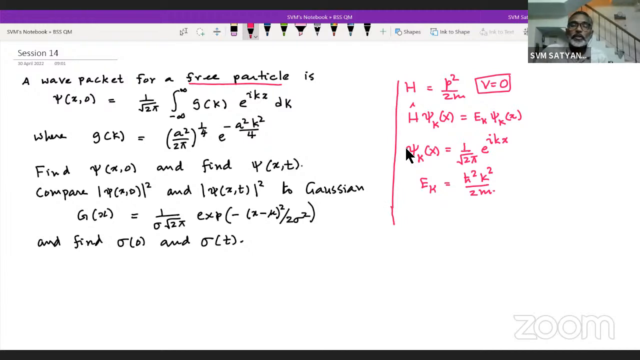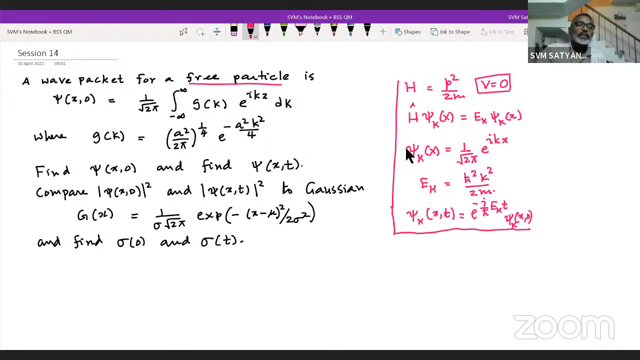And we also know something more. That is, psi k at a later time t is given by e to the power minus i by h bar E k t into psi k at x comma t. This is also something that we do, because every energy eigenstate will evolve with time in this fashion.